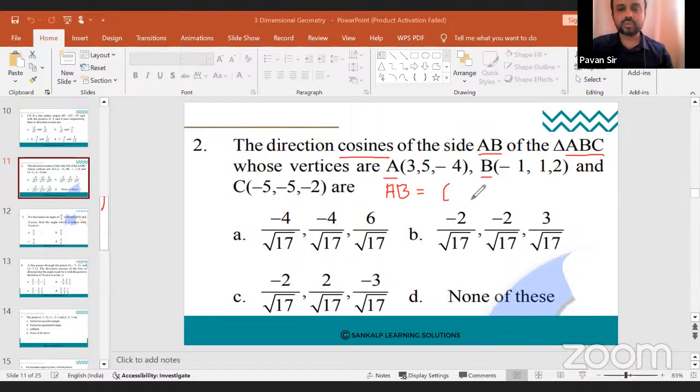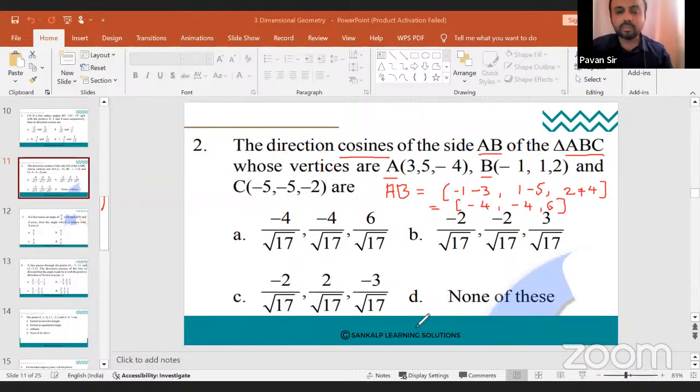It is what? Minus 1, minus 3. Second one is what? 1, minus 5. x2 minus x1, y2 minus y1, z2 minus z1. 2 minus of minus 4, that is 2 plus 4. Try to calculate it fast. It is nothing but minus 4, minus 4, and 6. So minus 4, minus 4, 6 are the direction ratios of the side AB.